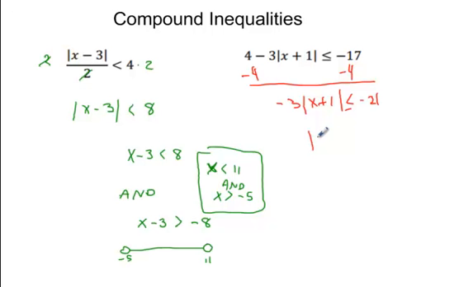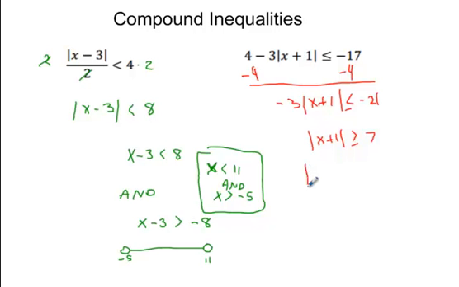That inequality flips. So I've got the absolute value of x plus 1 is greater than or equal to, sign flipped, negative 21 divided by negative 3. A negative divided by a negative is a positive. Okay, so the sign flipped. And now it says this absolute value thing is greater than or equal to 7.